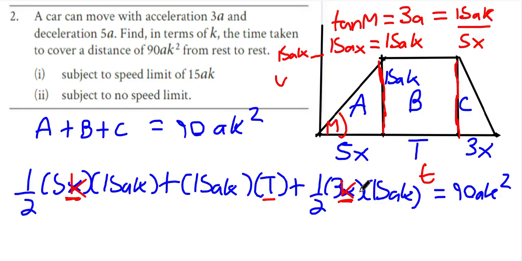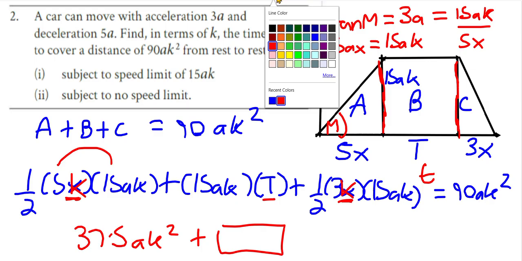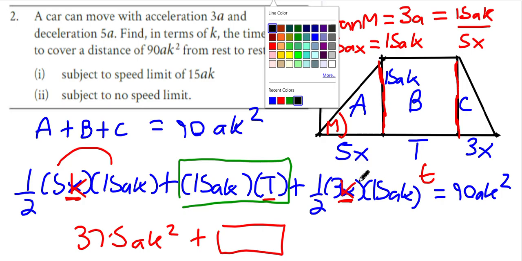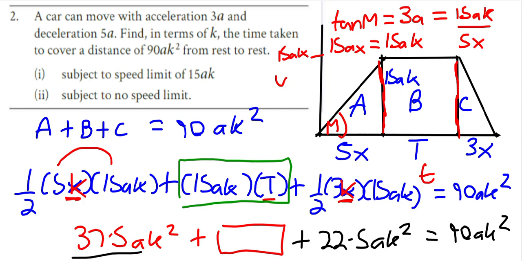Okay, here's what we're going to do now. I'm going to multiply this out. 5 times 15 is 75. Half of 75 is 37.5 AK squared. Plus the area of your rectangle, which is this green part here. I'm not even going to bother multiplying it out for a minute. And then over here, what do we have? 45 divided by 2? 22.5 AK squared equals 90 AK squared. Would everybody agree that the two of these combined are 60 of them, yeah?